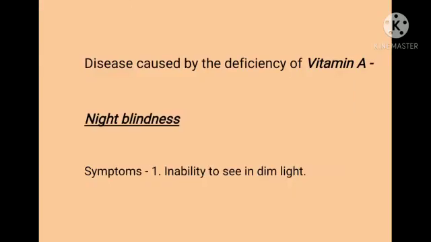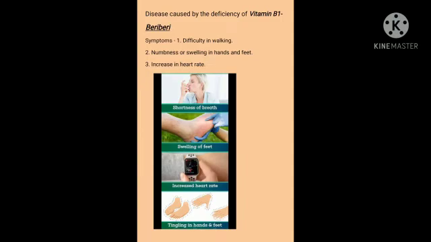Now due to the deficiency of vitamin A, night blindness is caused. Its symptom is inability to see in dim light. In this disease, a person faces difficulty in seeing things in the dark or at night. This is why this disease is known as night blindness. Now the next disease is caused by the deficiency of vitamin B1, which is beriberi. Its symptoms are difficulty in walking, numbness or swelling in hands and feet, increase in heart rate, as you can see in the diagram.